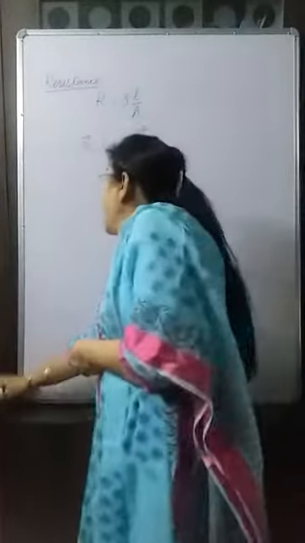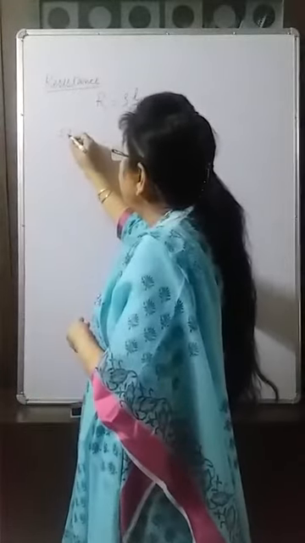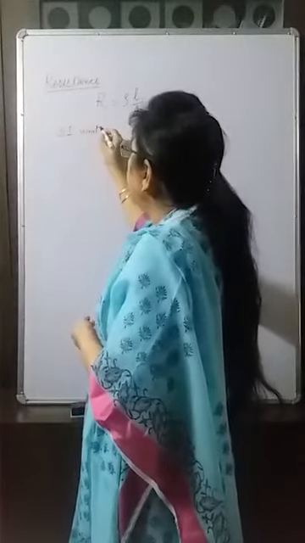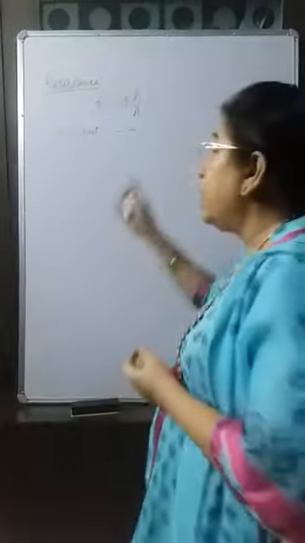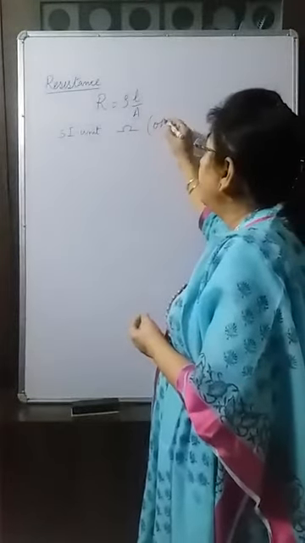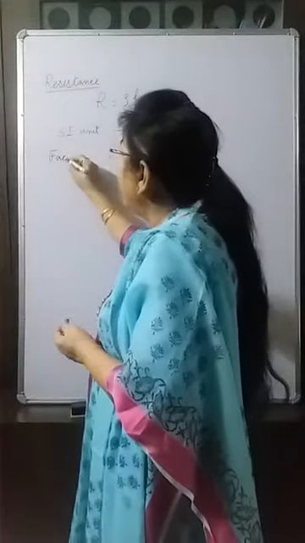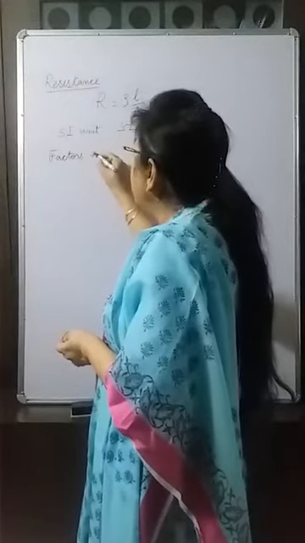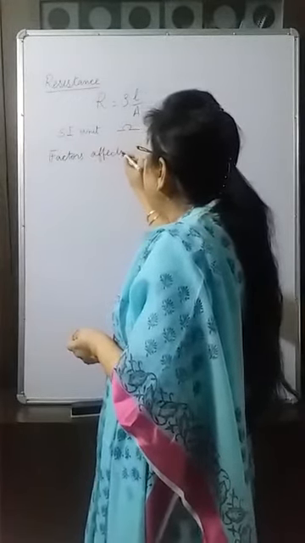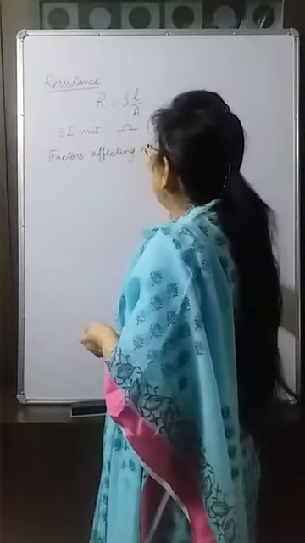This resistance is a physical quantity and the SI unit for resistance we had seen in the last class. It is ohm, denoted by a Greek symbol omega. Let us see on what factors the resistance depends. The factors affecting resistance.